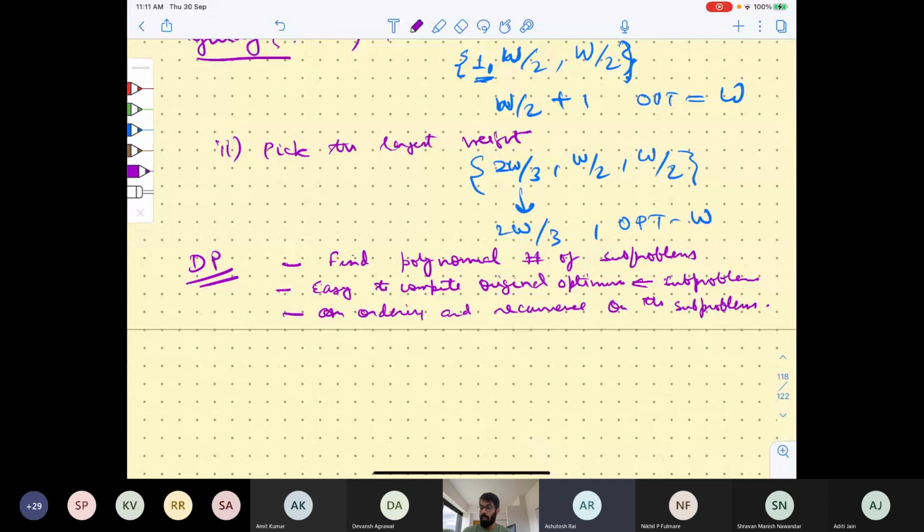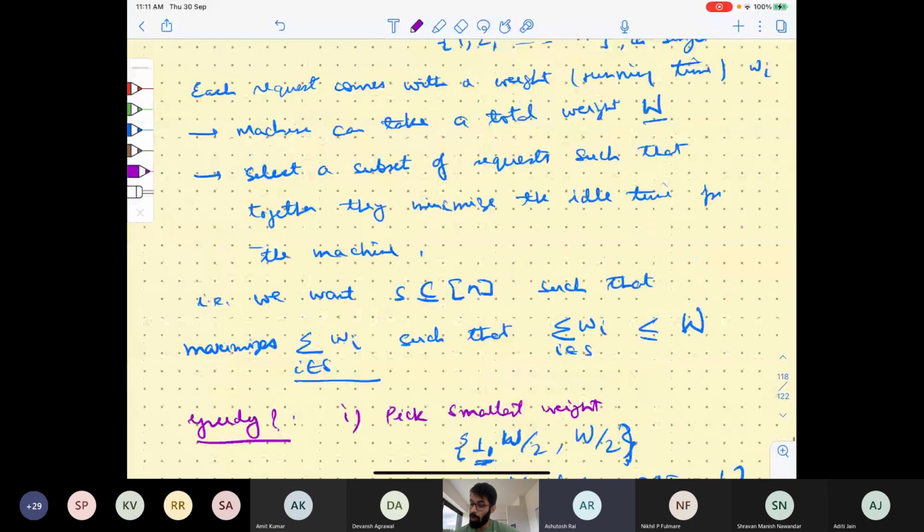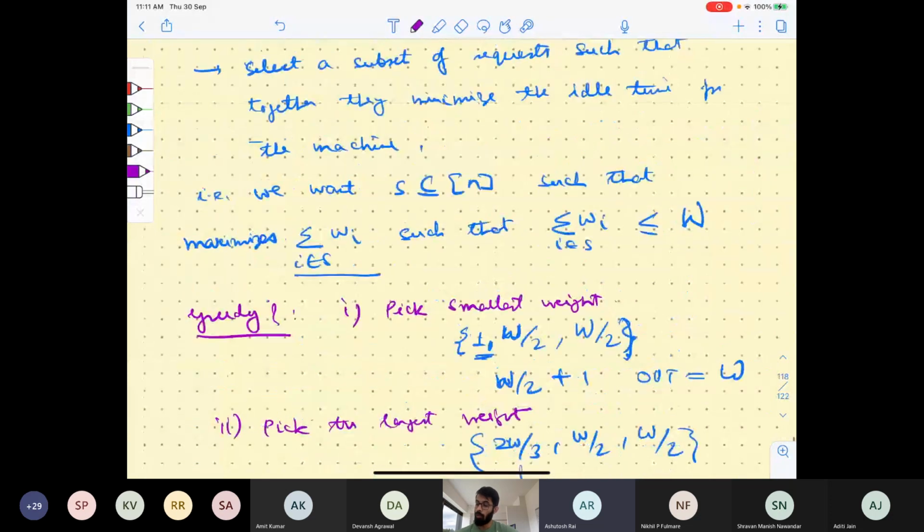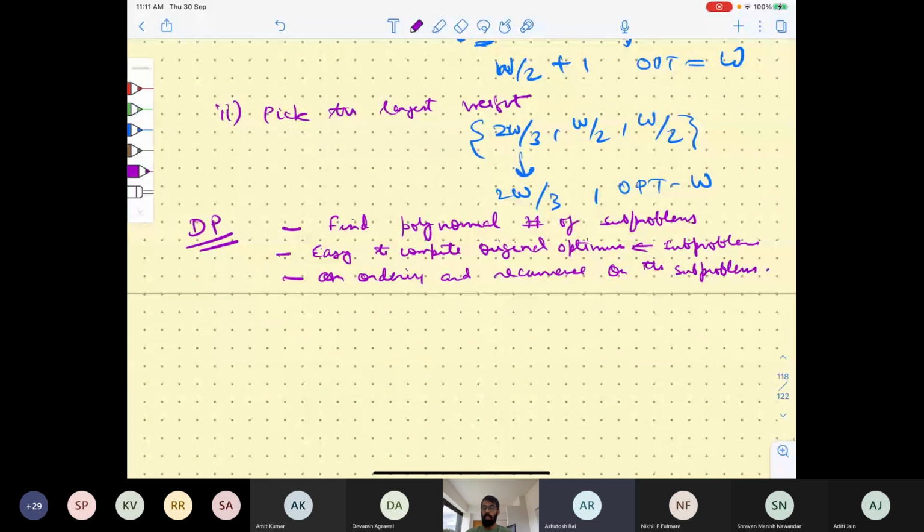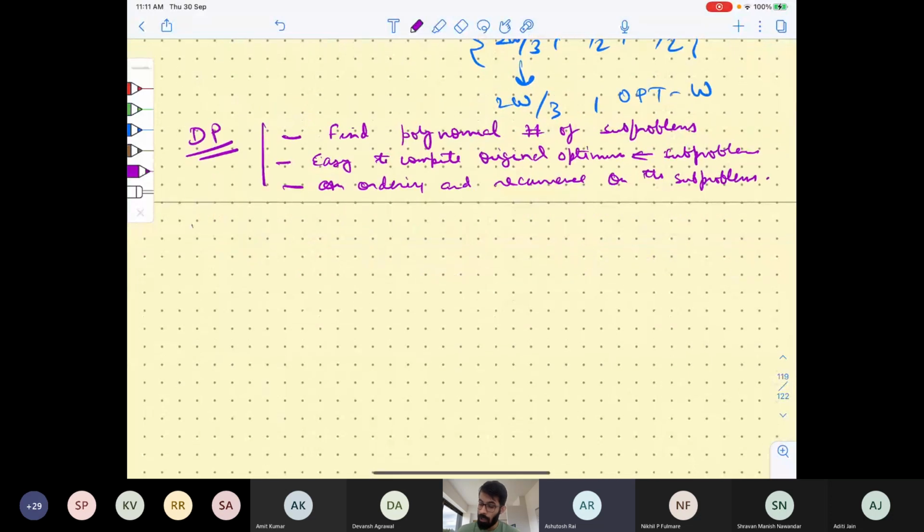Right? So this is what our strategy was, or this is what we want to do if we want to design a dynamic programming algorithm. These were the three basic fundamental building blocks. Okay, good. So now let's try to design an algorithm for this problem.